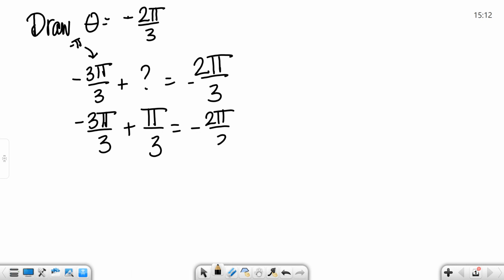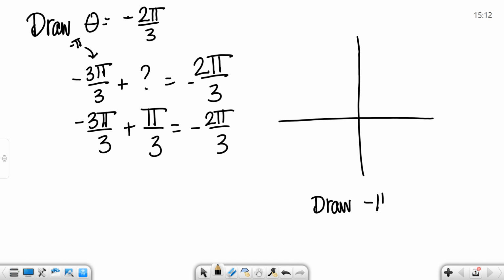All right, so let's go to a graph. I'm going to start with drawing negative pi. Okay, I'm going to draw negative pi first. I will start at the positive x-axis, and negative pi has to go clockwise. All right, that's negative pi, that direction.